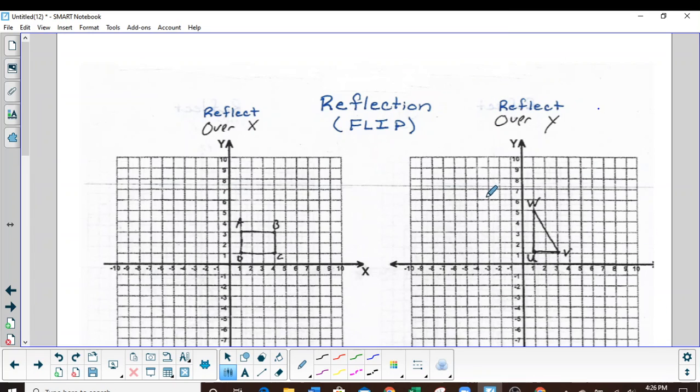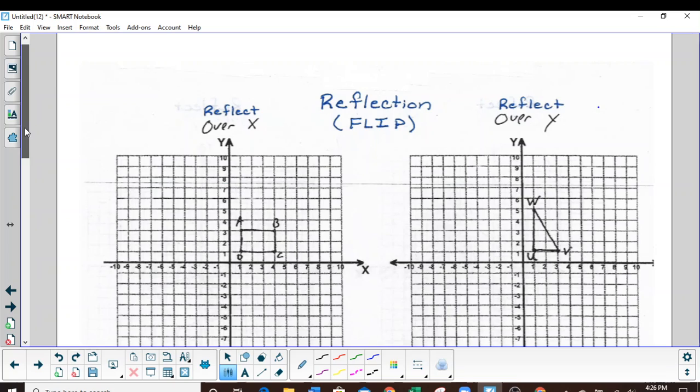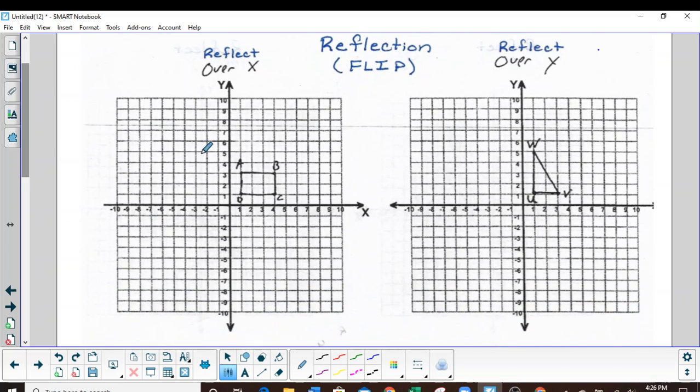Okay, this is FLP 41, reflections. And remember, if you need to look at the chart, the transformations chart, it's got the rule that we use. But it's easy to remember: whatever axis you're flipping over, that coordinate stays the same.